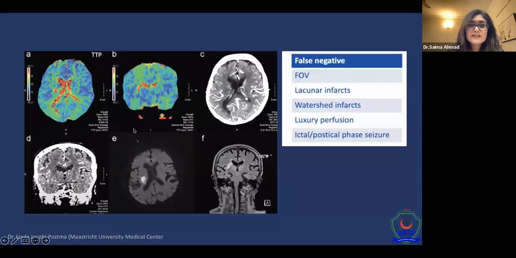You can see that this is a lacunar infarct on the right side. Now, if you first see the CTP, you cannot identify any problem here. But when you diagnose this lacunar infarct and you go back, you can see this very small lesion, which cannot be diagnosed earlier if you see the CTP. So lacunar infarcts are very difficult to pick up at the CTP.